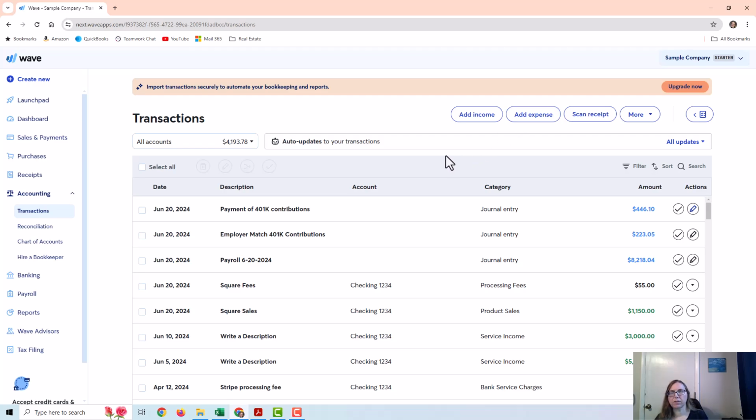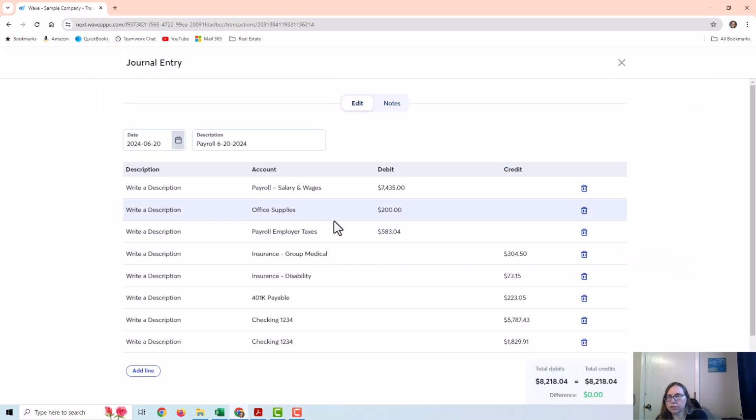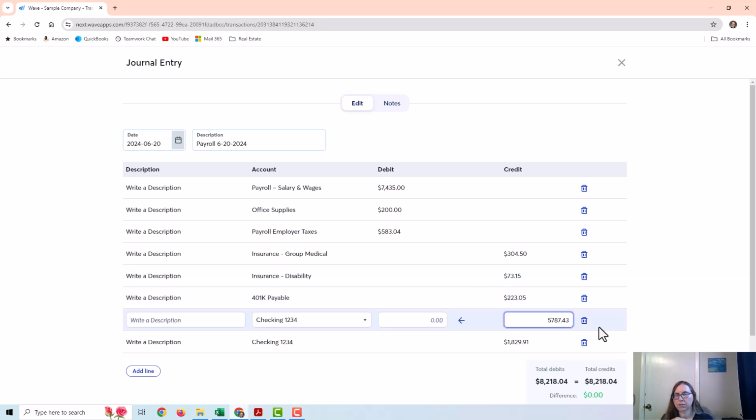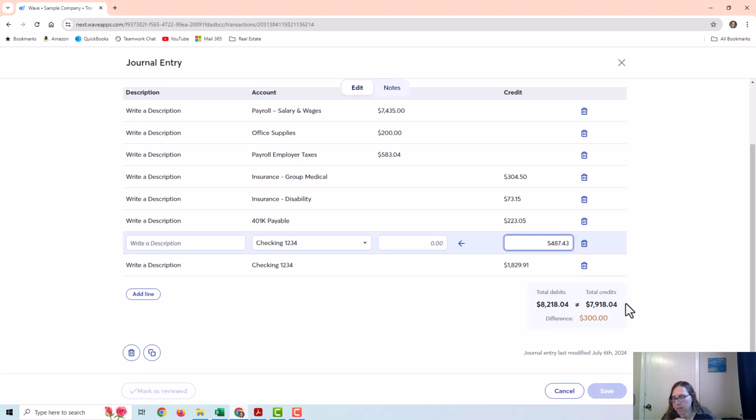Okay, so let's look at a couple of other situations that were in the PowerPoint presentation. Let's look at what would happen if an employee had a garnishment of $300. That's going to be $300 less net pay.